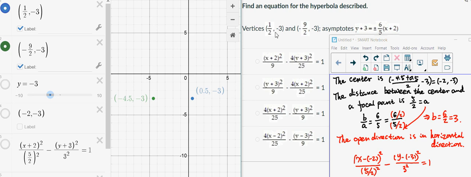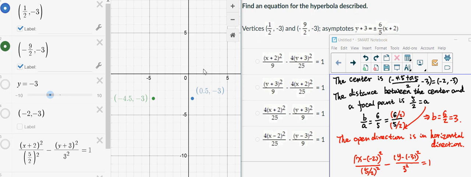Now, let's find an equation for the hyperbola described. We have vertices at (1/2, -3) and (-9/2, -3). And we are given asymptotes y plus 3 equals positive negative 6/5 times quantity x plus 2. So which one out of these four equations would be the equation of our hyperbola?